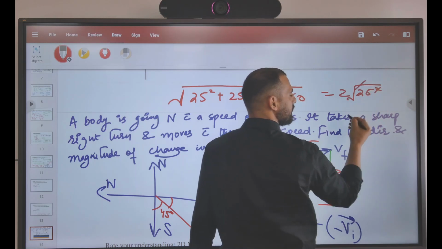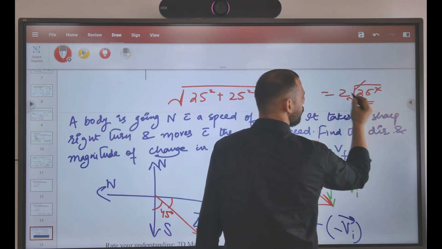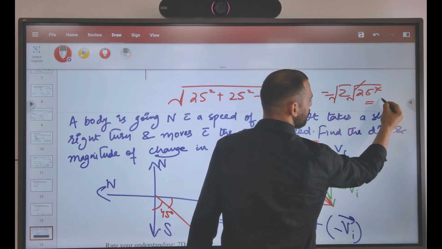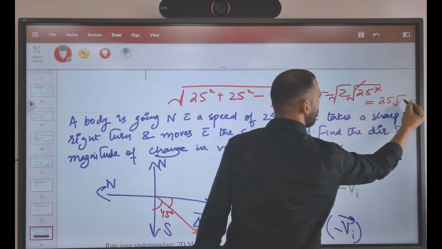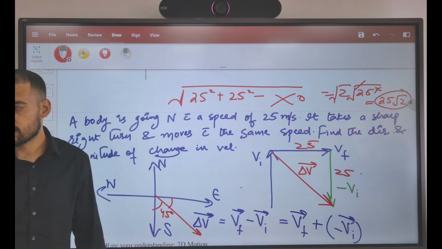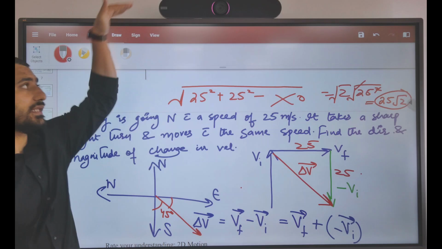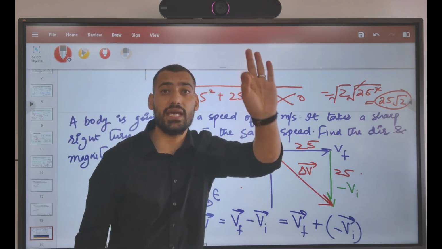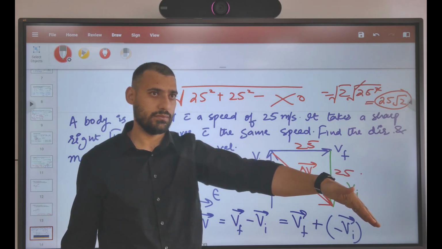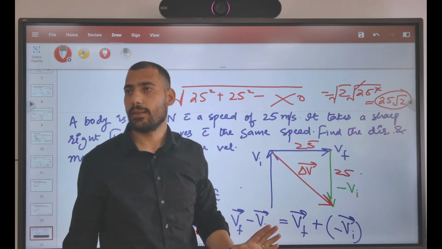So this and this will cancel out. This is 25, so this is 25 square root. Do you understand the direction? The body is going north and it is going towards east. The change is south of east. Is that fine?